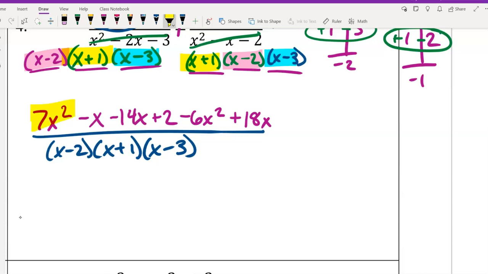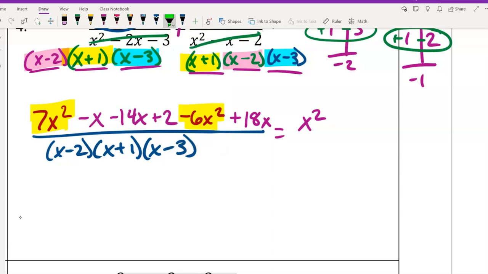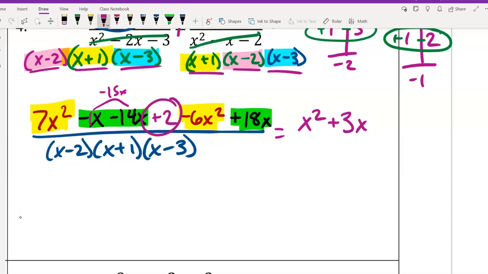Now to combine our like terms, we have 7x squared minus 6x squared, which is just a single x squared. Then we have to combine the plain x's. Negative x minus 14x plus 18x. So this right here, negative 1 and negative 14 is negative 15x. 18 minus 15 is 3, so 3x. And then last, hanging out at the end, we have a constant of 2.